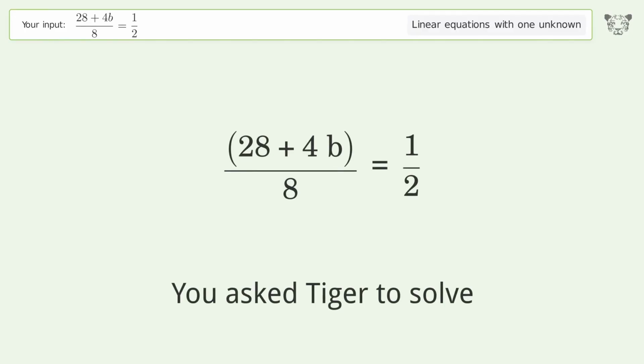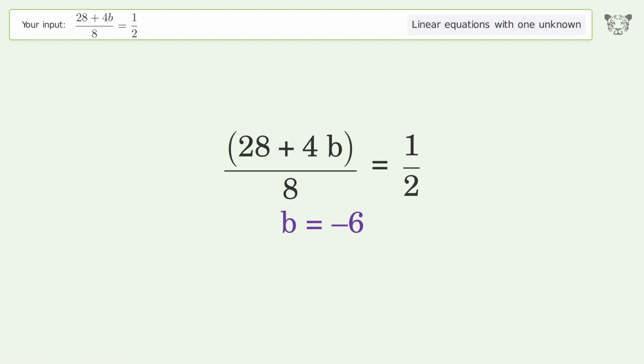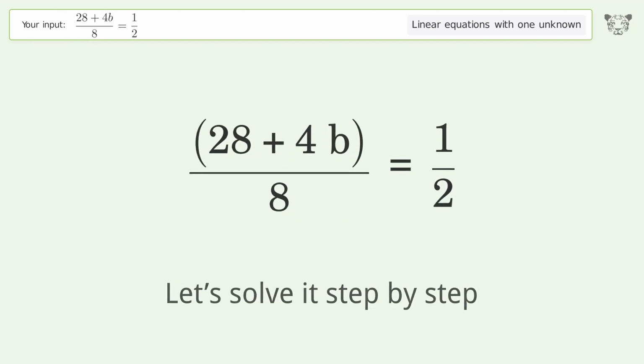You ask Tiger to solve. This deals with linear equations with one unknown. The final result is b equals -6. Let's solve it step by step.